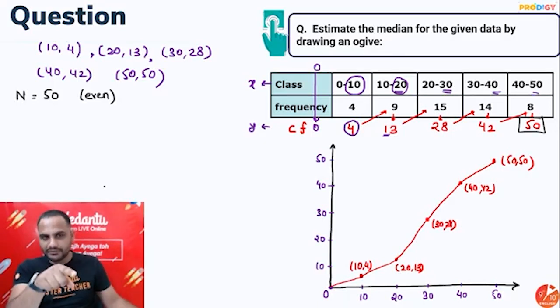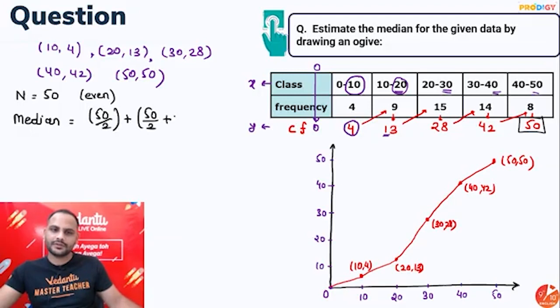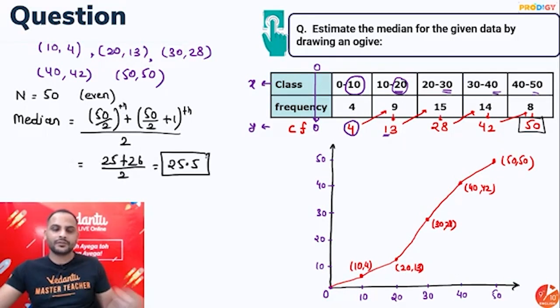Since it is an even number of terms, the median should be the average of the 50 by 2 term and the 50 by 2 plus 1 term. So you get 25 plus 26 by 2, which is 25.5. So the 25.5th term will be your median.